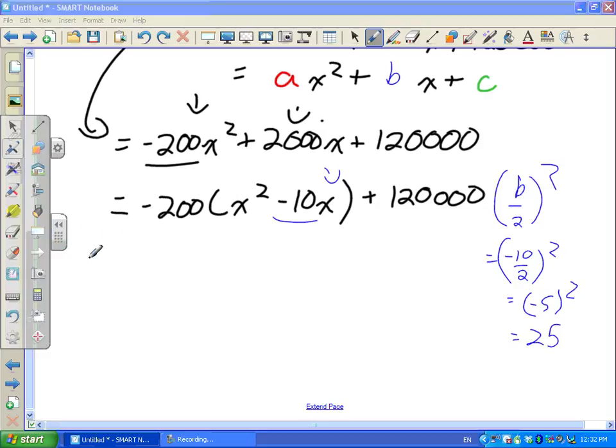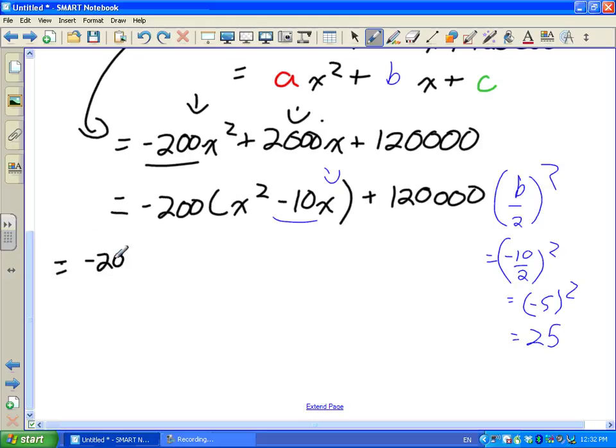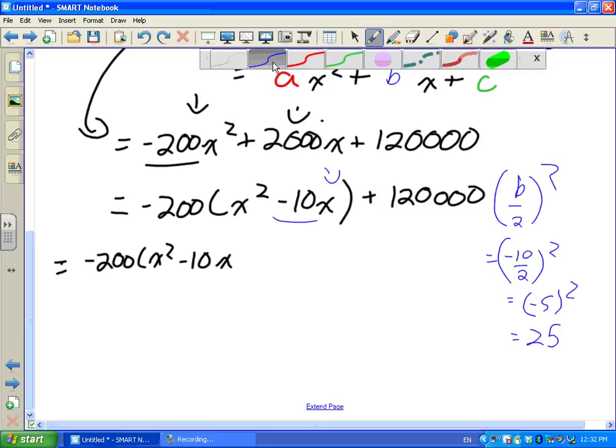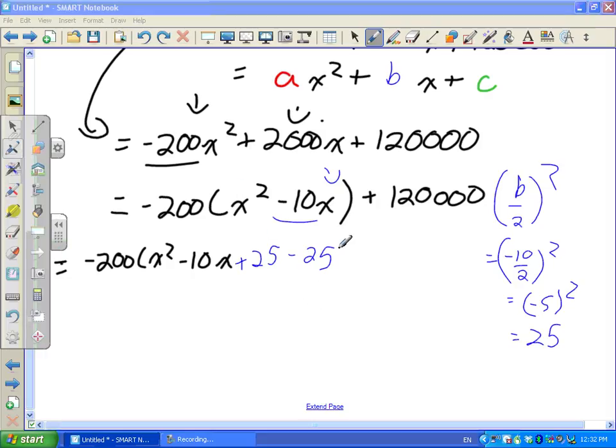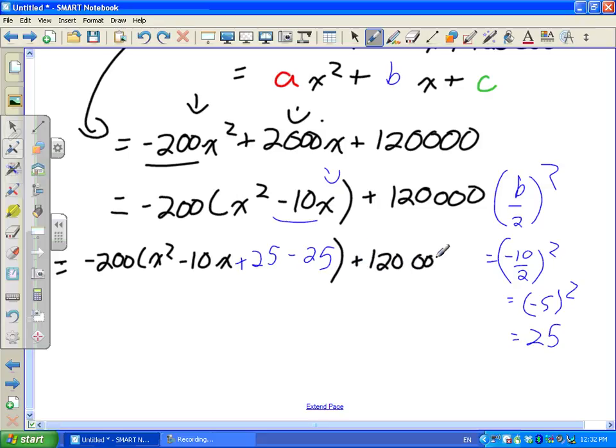So my next line, and move it over again, it's going to read negative 200 x squared minus 10x. And remember, we're going to add and subtract 25 because that technically doesn't change the equation. It's like adding 0. So I've added and subtracted 25. Doesn't change anything. But what it helps us do is create a perfect square trinomial so that we can get into vertex form. Now, remember, now that I have this negative 25, I got to move it to the outside.